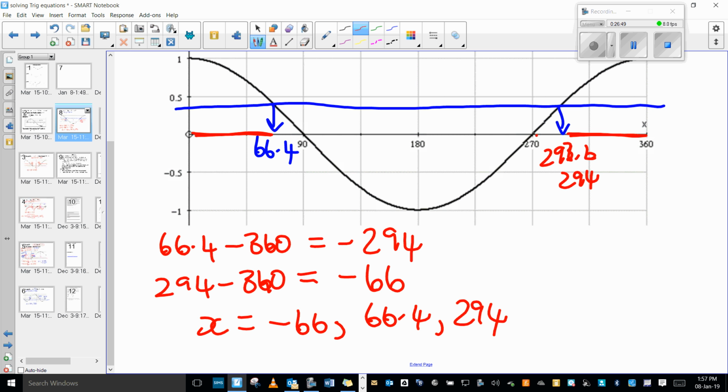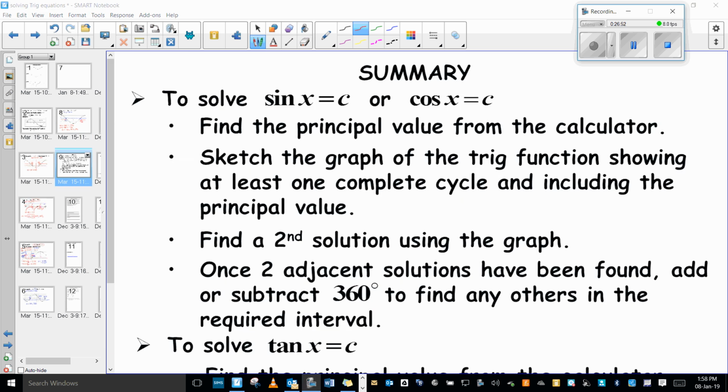This is just summarising what we've been doing. If it's sine x or cos x of something, to find the principal value, that's from the calculator, so that's where you do the inverse. Sketch it, show one of your cycles, put the lines on there. Find the second solution using your graph, using symmetry. Then you're going to add or subtract 360 to find any other solutions. For the question we just did, isn't there also a negative 293.6? No, that's not in the range, look. See, the range goes from negative 180.